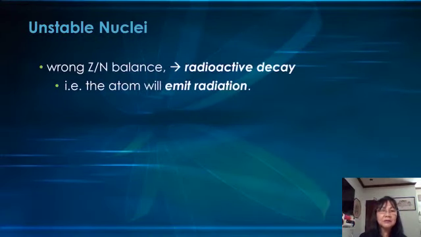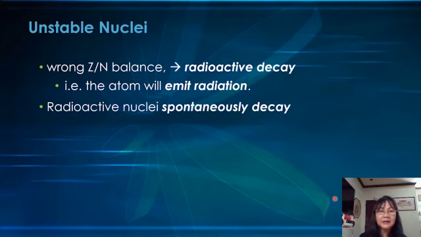So unstable nuclei. With the wrong proton to neutron balance, particles undergo radioactive decay. So that is, the isotope will emit radiation, spontaneous radiation. So that's called the decay series. So radioactive nuclei spontaneously decay or undergo nuclear reactions. So when an isotope is unstable, it's going to give off a lot of energy in order to convert it into a more stable isotope.